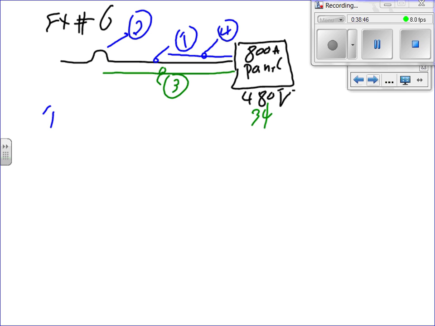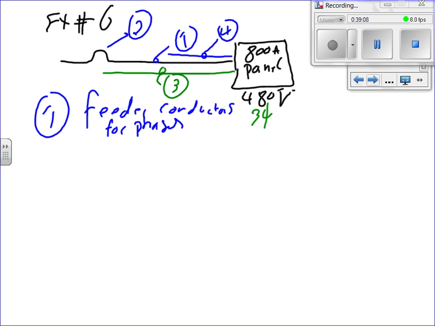Number 1, conductor size. I need branch. I don't want to say branch circuitry, it's a feeder really. I want to say feeder conductors for phases. I'm sizing the feeder conductor for the phases first, not the neutral. The blue one is a neutral. Okay. I need to parallel.